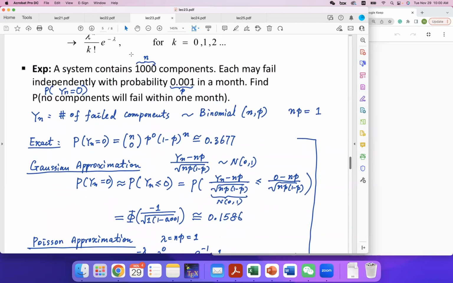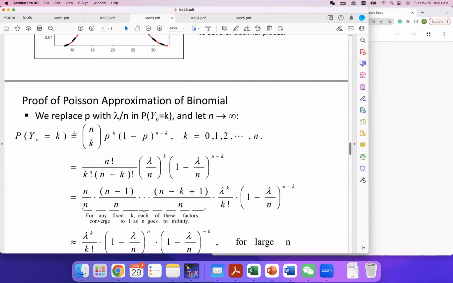And since we are looking at a large number of components with a certain failure probability, we can consider using some approximations to approximate this binomial distribution. So there are several ways to calculate this probability. The first way is to calculate this exactly. Because we know the binomial distribution, we can calculate this probability exactly. So following the binomial distribution, for Yn equals 0, you simply replace k by 0 in the binomial distribution.